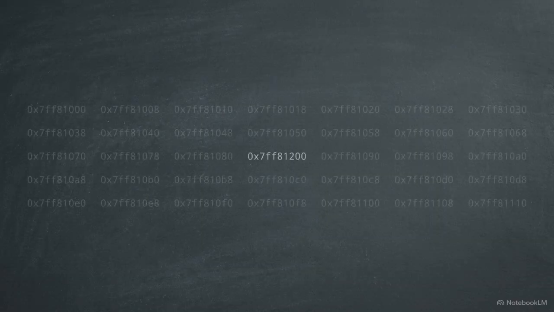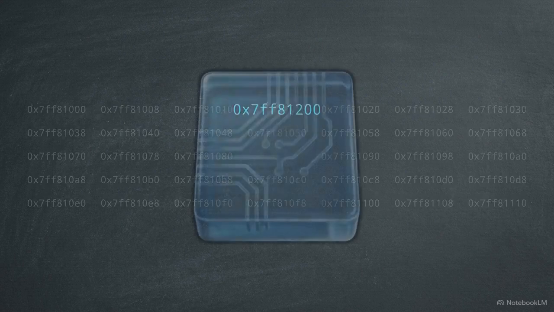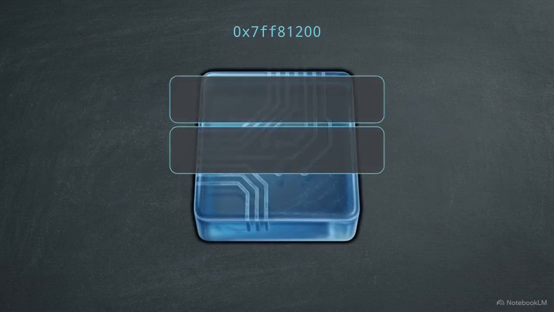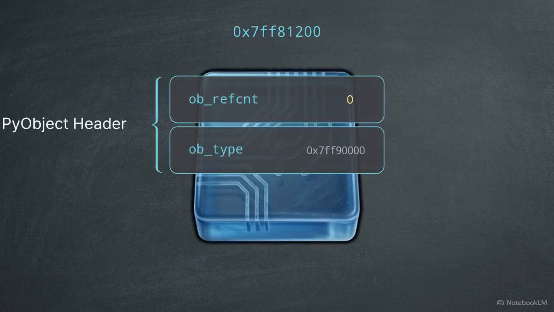This diagram shows the memory layout at runtime. Every object begins with the exact same memory header. This is a C struct called PyObject. A C struct is a custom data type in C programming that groups different variables together under one name in a continuous block of memory.